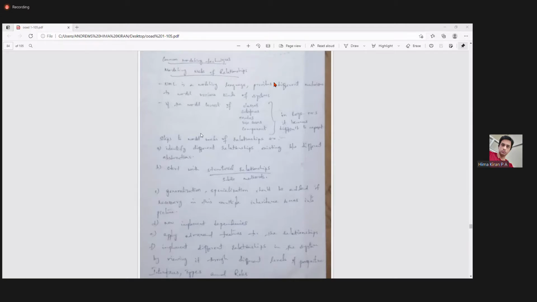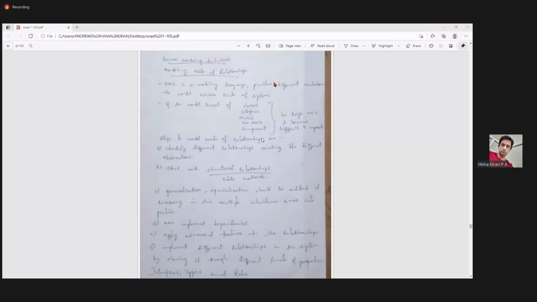And if the model consists of classes, interfaces, nodes, use cases, components, that means various classifiers exist in a single model, then the size of the model will become large, or the representation will become complex. So if all these things are present in a single model, that too in large numbers, the model becomes difficult to represent.